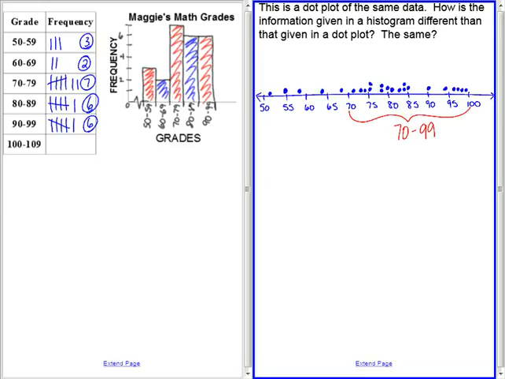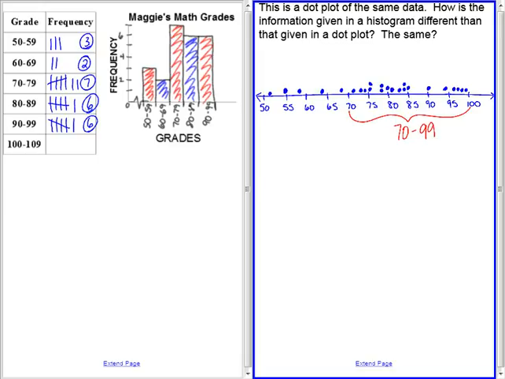For example, I can tell from the histogram that there are 7 grades that fell in the 70 to 79 range, but I don't know exactly what they were. They could have been all 71s. They could have been all 79s. We don't know. But when we look at the dot plot, you can actually see the individual data. It would appear that she probably had a 71, a 73, a 74, two 75s, two 78s, and two 78s or 79s maybe.